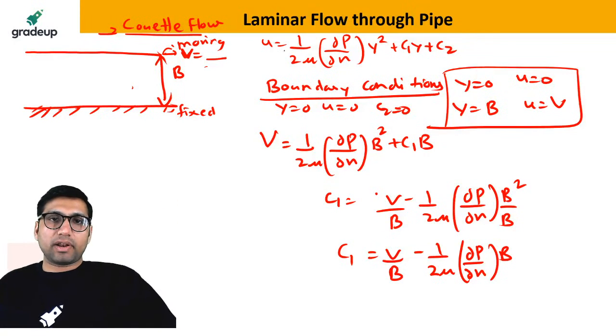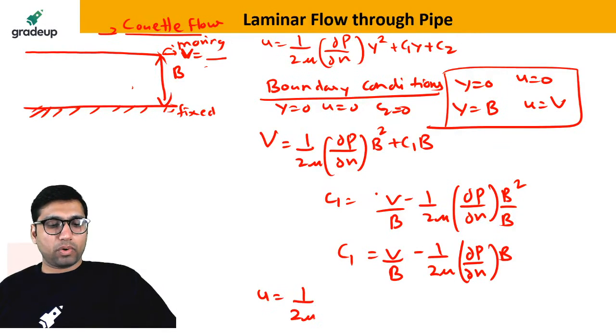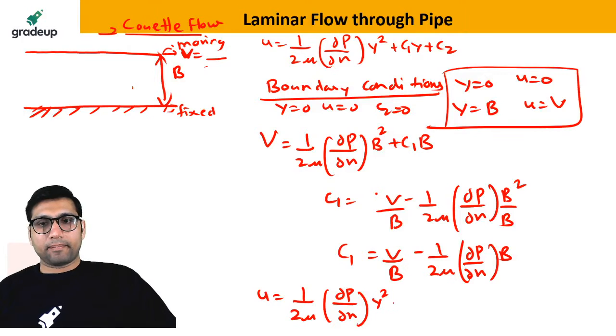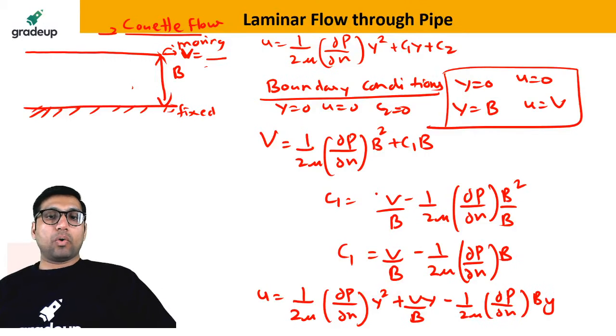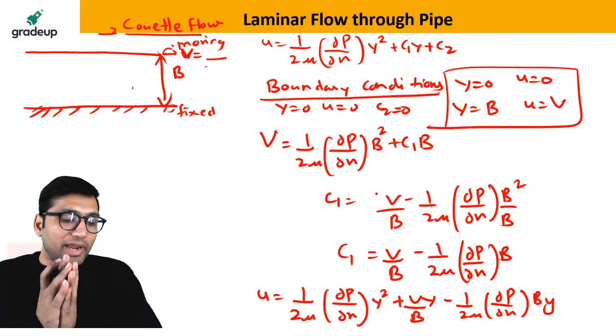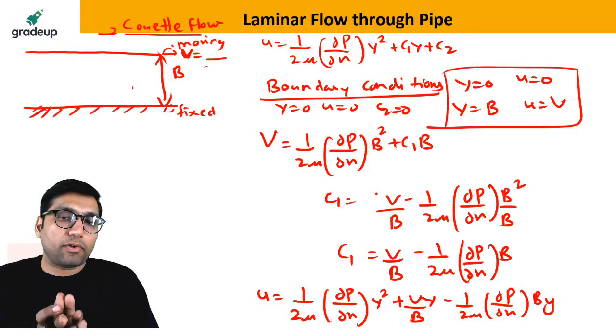If you put the value of C1 in this equation, you will get the local velocity equal to 1 by 2 mu del p by del x of y square plus v by b of y minus 1 by 2 mu of del p by del x of by. This is the equation you get for the local velocity for the Couette flow.